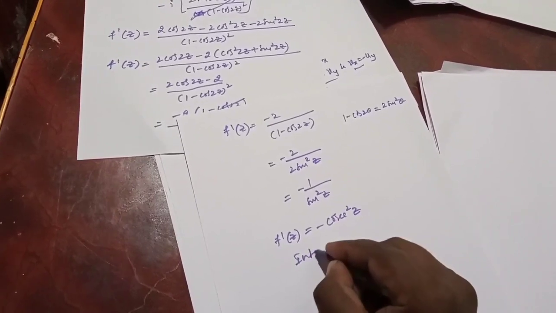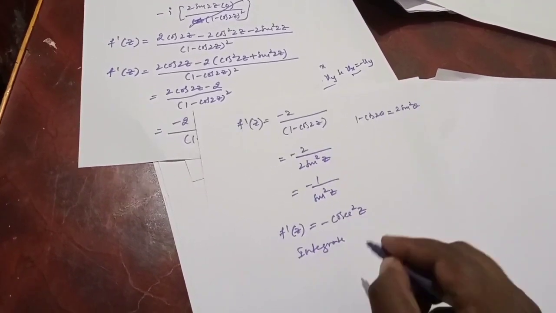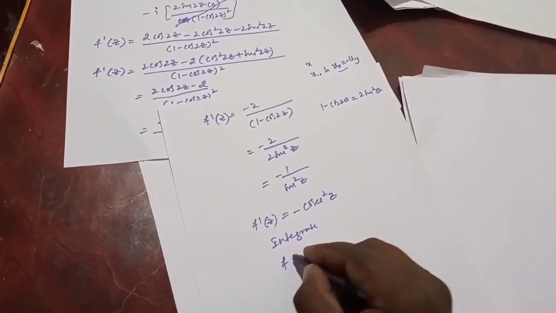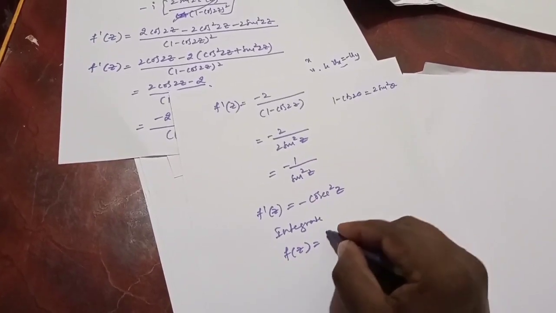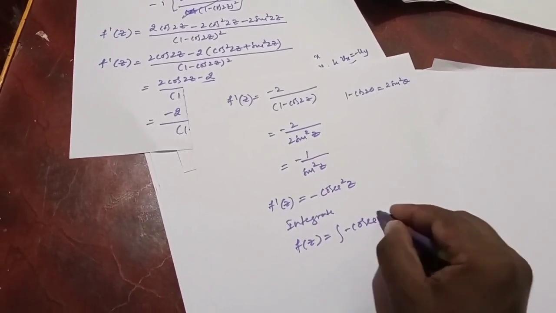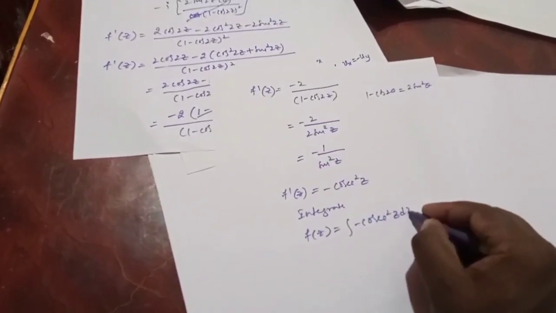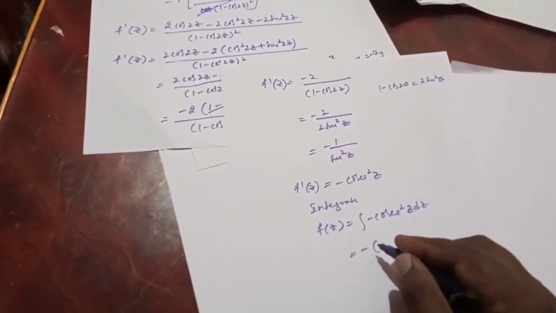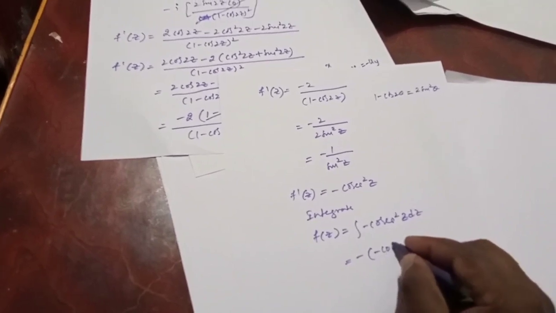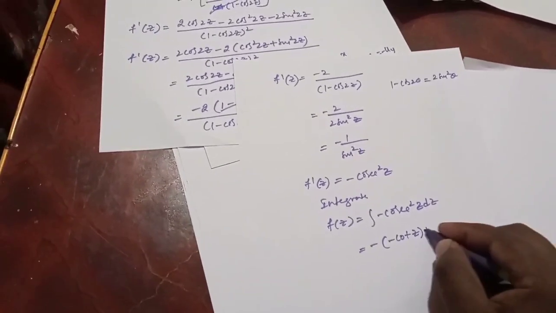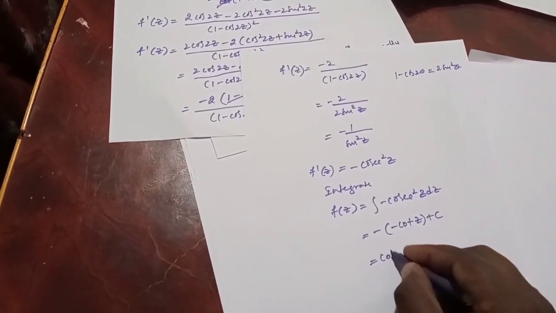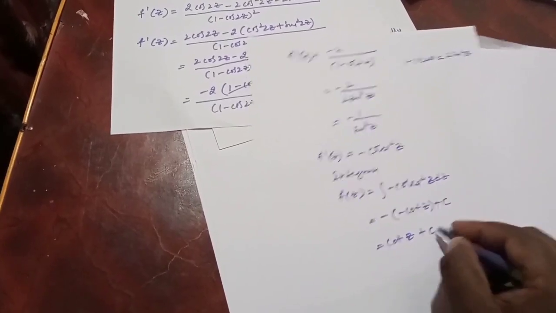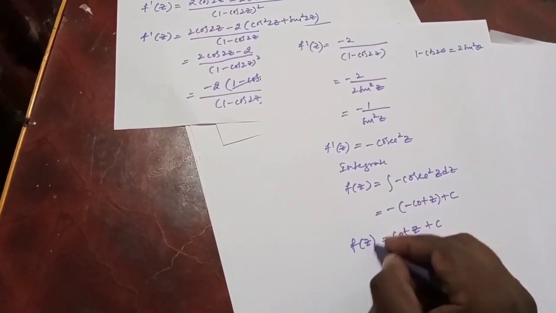Next integrate this with respect to z. So f of z equal to the integral of minus cosecant square z with respect to z. Minus cosecant square z integrates to minus cot z plus c. Here minus into minus gives plus cot z plus c. This is our required analytic function.